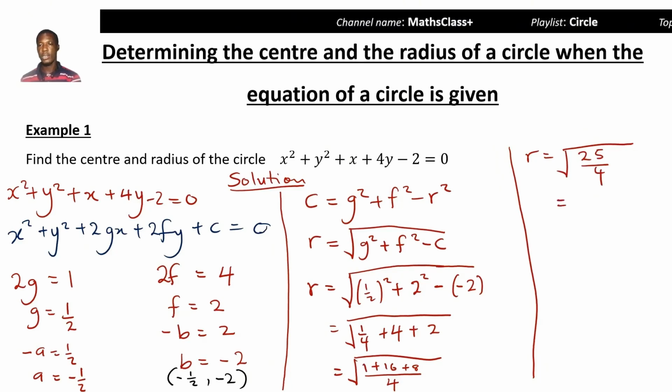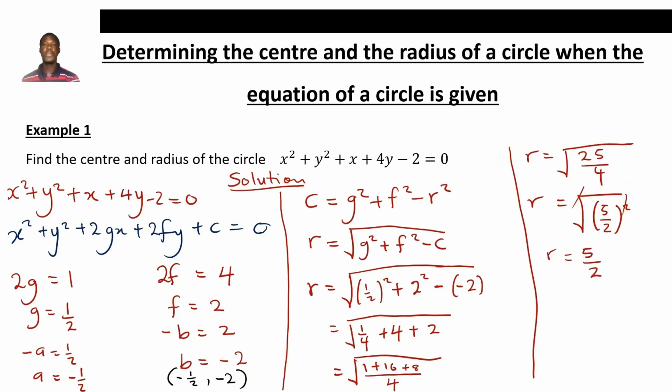And this is 5 over 2 all squared, where the square will cancel the square root, and then our r will be 5 over 2. So the radius is 5 over 2.